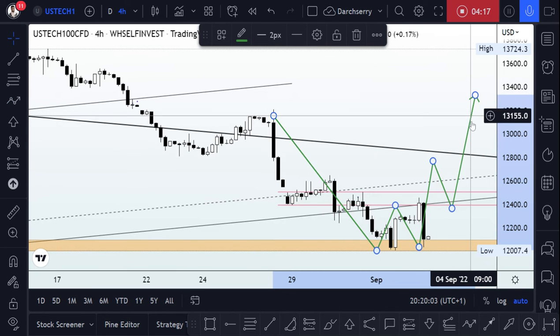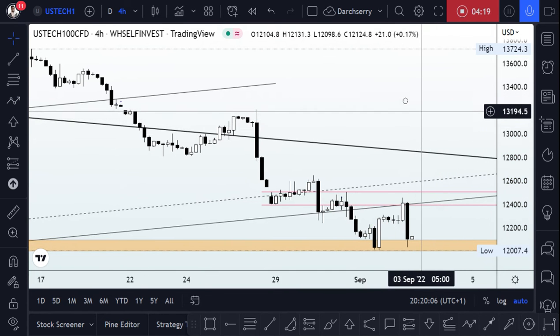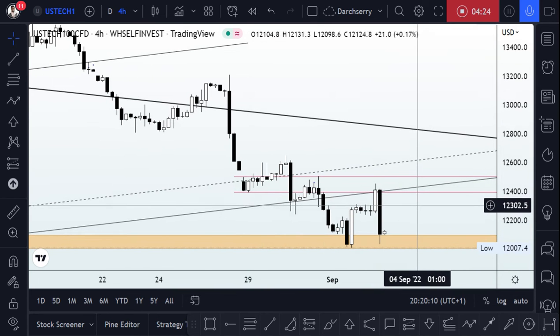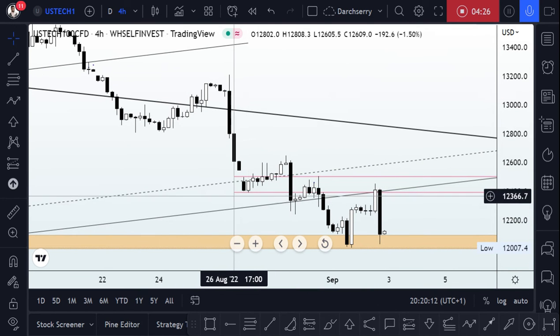So what I want to be doing here on the 4 hours time frame is to identify a neckline, and the neckline is likely going to fall around the 12,400 area.